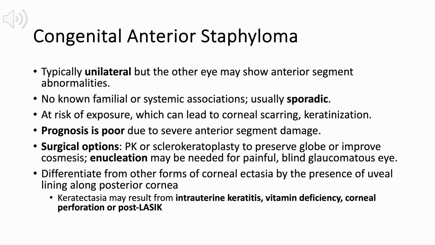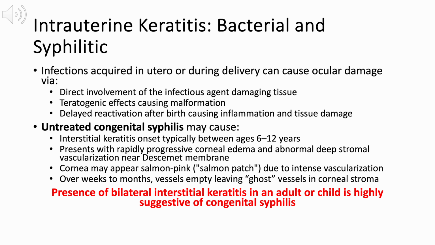This condition can be differentiated from other forms of corneal ectasia by the presence of uveal lining along the posterior cornea. Other forms of keratectasia may arise from intrauterine keratitis, vitamin deficiency, corneal perforation, or post-LASIK changes. We're going to finish off this chapter by talking about several more causes of congenital corneal opacification, including interstitial keratitis, congenital corneal keloid, limbal dermoids, congenital corneal anesthesia, congenital glaucoma, and birth trauma.